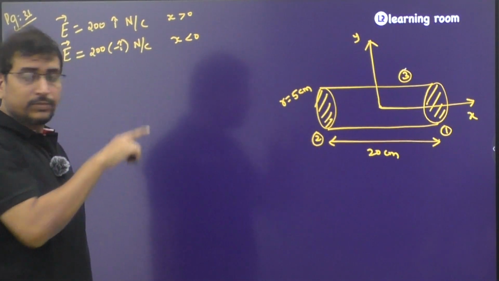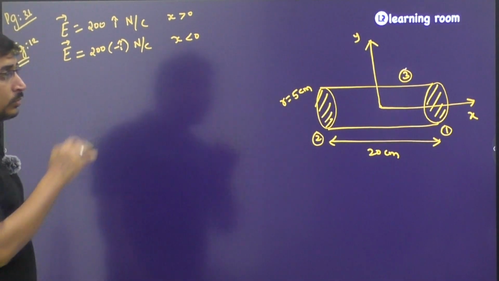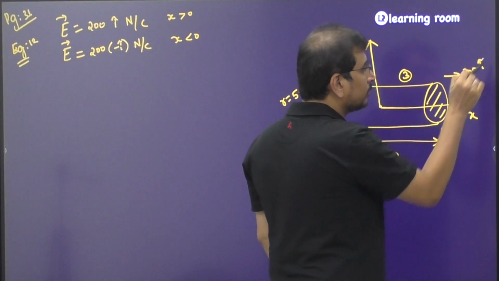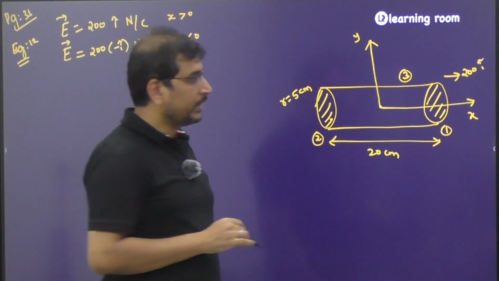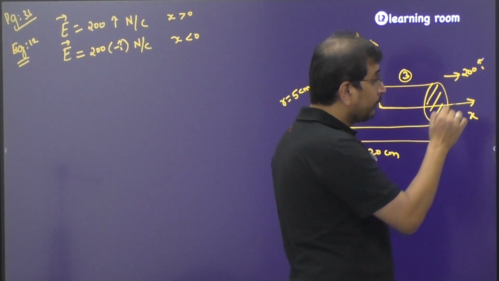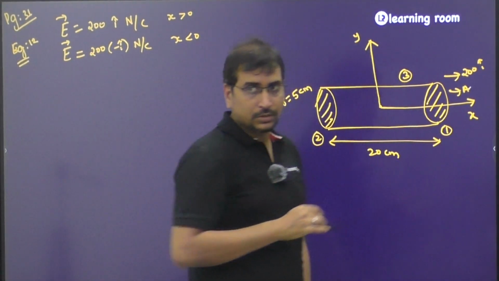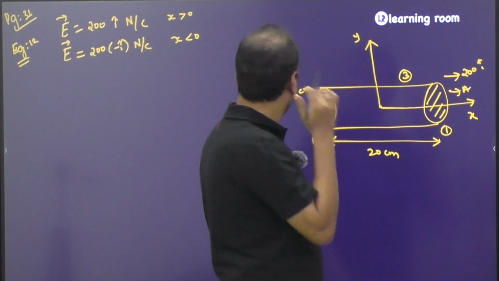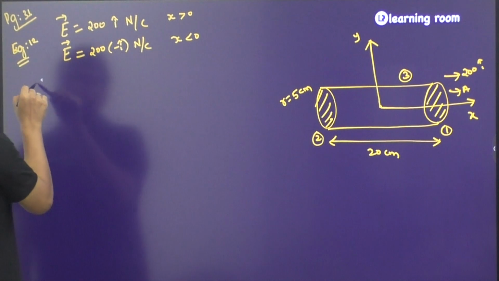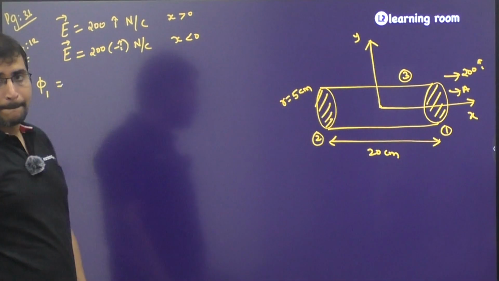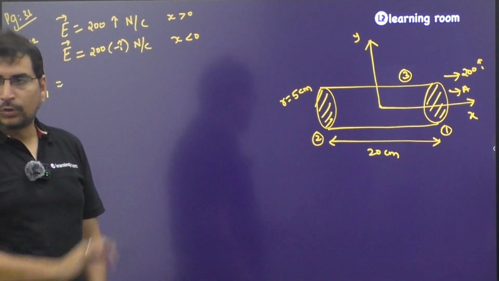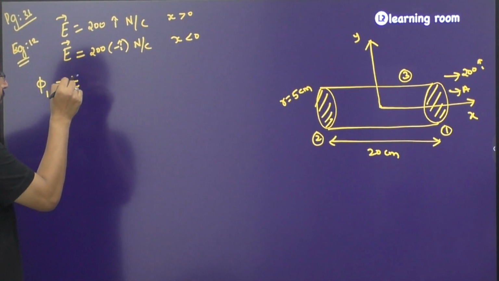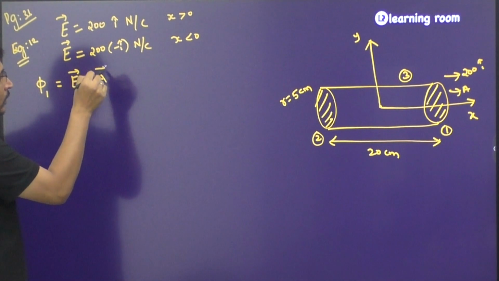When I look at the first flat surface, what is the flux through it? Observe, the electric field here is going to be 200 i cap, no doubt in that. What about the area? It is going to be in the outward direction. I hope it's clear. So the area vector is in this direction. The electric field is uniform and the area is known, so you will write the flux as E vector dot A vector.